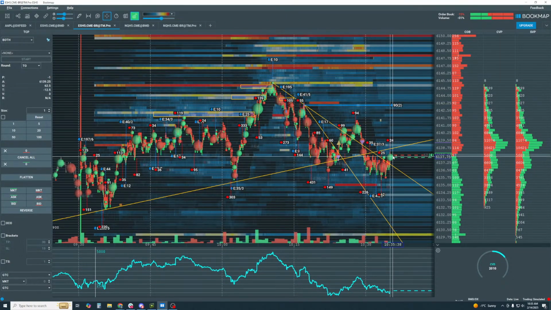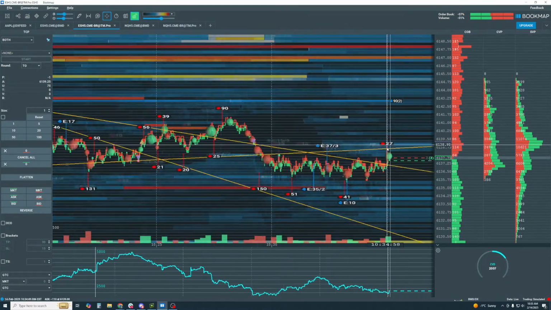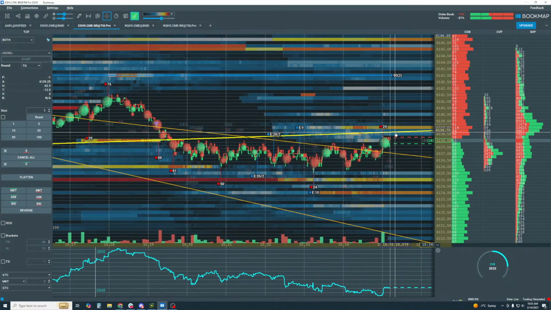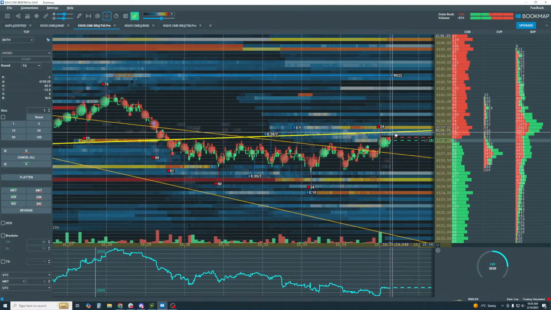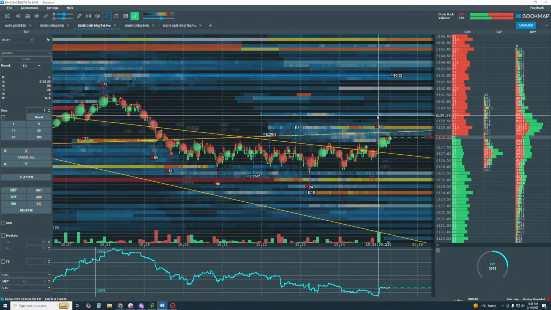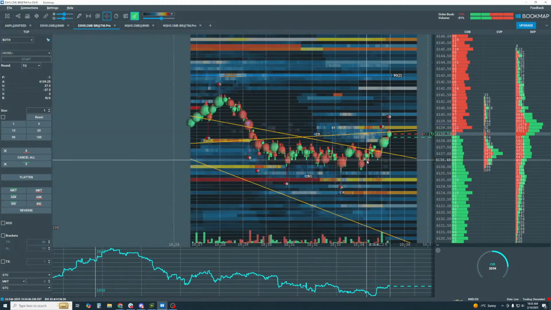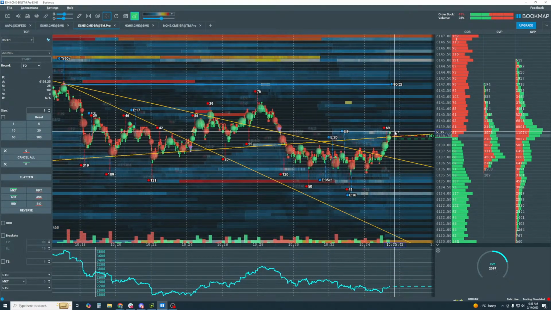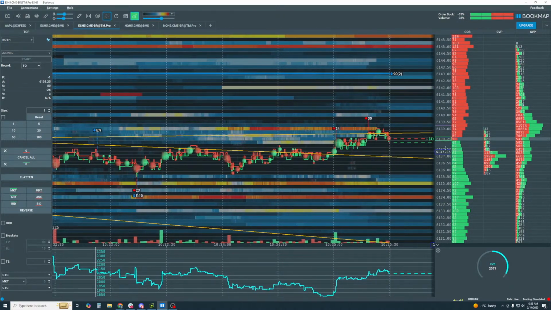Yeah, so here they come. So buyers are going to give it a shot here, and let's see. Okay, we have high liquidity up here. Okay, what's the reaction up here?